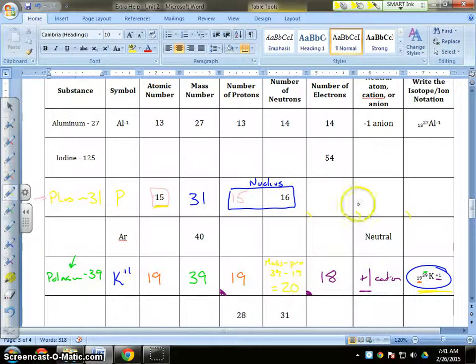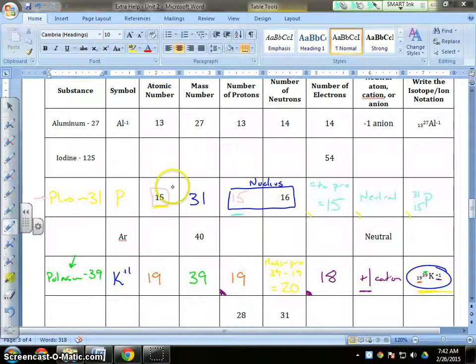Knowing that there's no charge, I know my electrons have to be equal to my protons. And if my protons were 15, that's going to be a nice little 15 here, which means I know this is neutral. And then my whole setup is phosphorus 31 over 15 in terms of my ion isotope notation. Okay. Again, I hope this was useful for you.